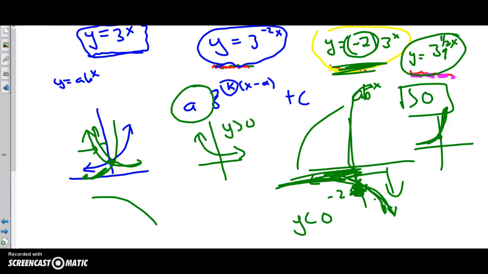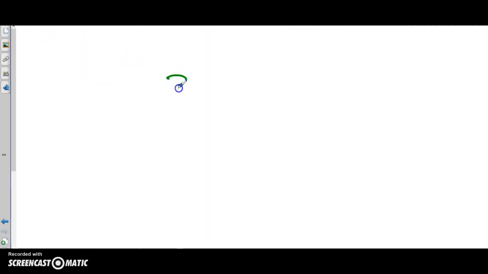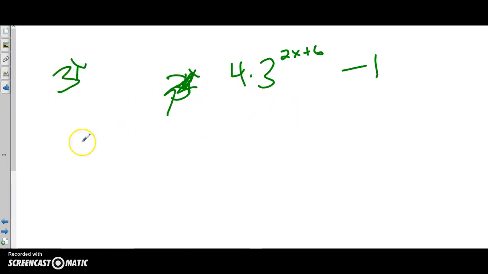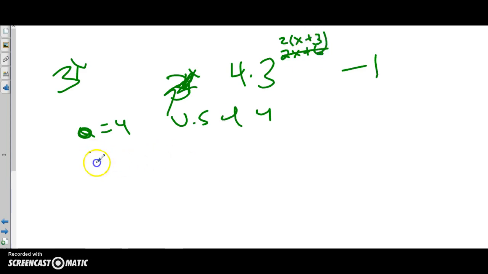Okay, so then if we look at things like this, and we talk about if I have 3 to the x, and I'm going to put, let me do a tricky one here. 4 times 3 to the power of 2x plus 6, minus 1. Okay, so how is this transformed from 3 to the x? Well, I have an a of 4, so this would be a vertical stretch of 4. Then I look over here, and I remember that I need a bracket here, so I need to factor out the 2, and that becomes x plus 3. So my k is 2.